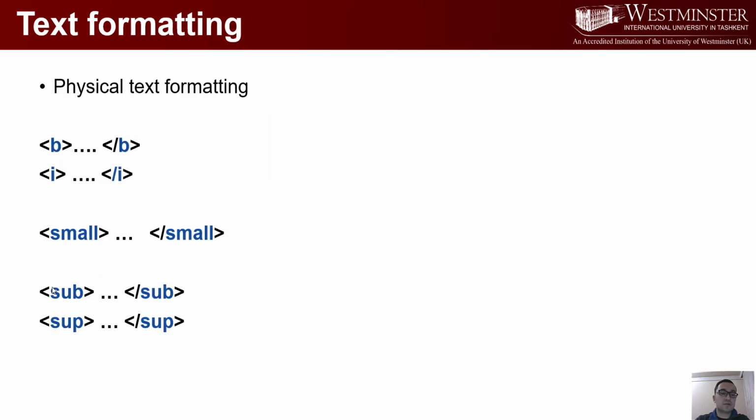Another type of text formatting is called physical text formatting. Let's say you want to make your text bold. In that case, you should wrap your text with the B tag. If you want to make your text italic, you should wrap your text with the I tag. If you want to write in small letters, you can wrap your text inside the small tag.